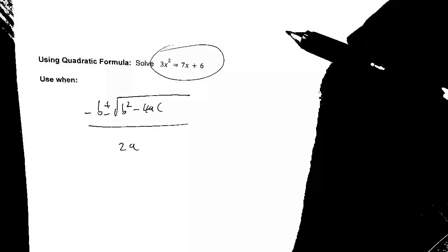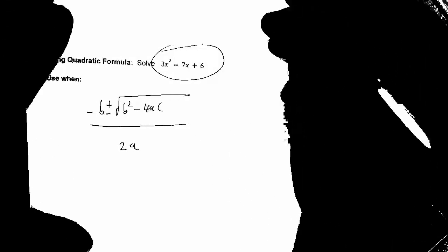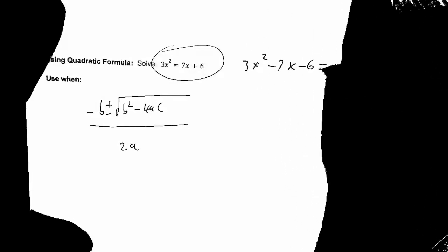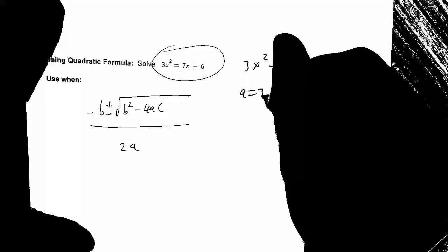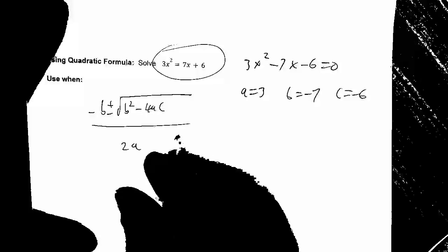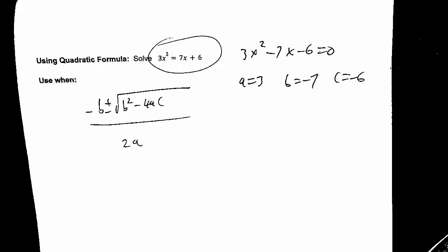To solve using the quadratic formula, what do you have to do? You have to set it to 0. So it's 3x squared minus 7x minus 6 equals 0. You relabel: a is 3, b is negative 7, c is negative 6, and we just plug in those values.